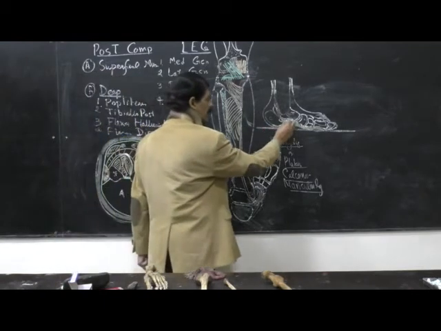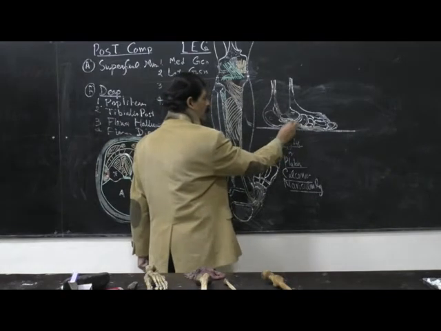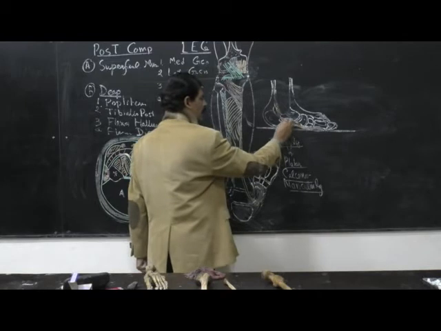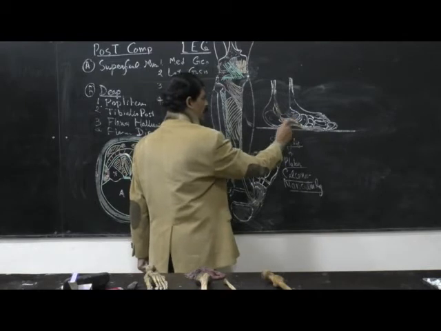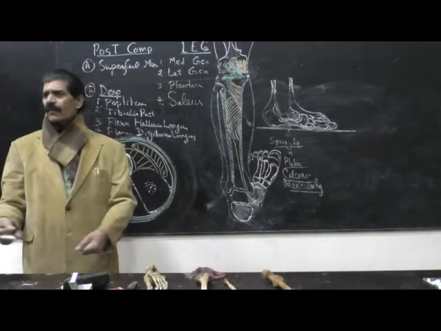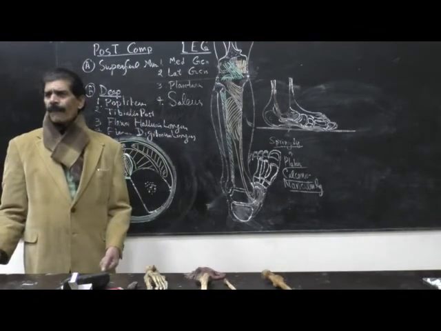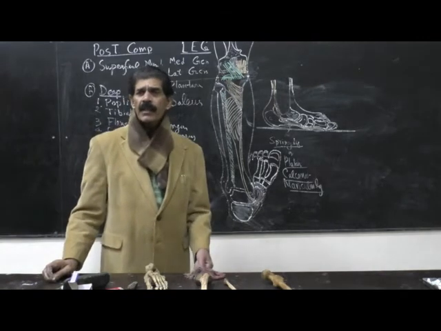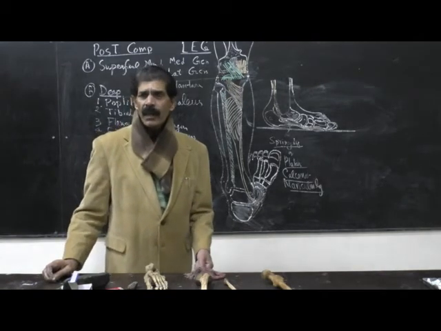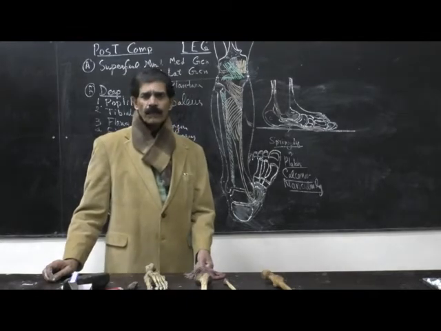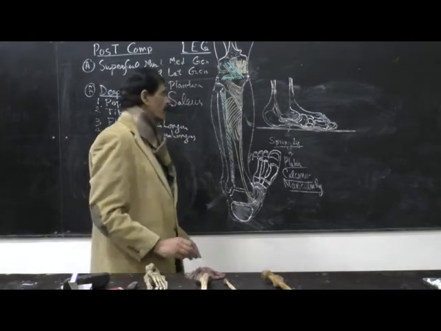Here you see the tendon of this tibialis posterior is separated from the head of the talus by the spring ligament. So the talus is not available for the insertion of the tibialis posterior because the talus head is covered by the spring ligament in the sole of the foot. So that is the tibialis posterior insertion.